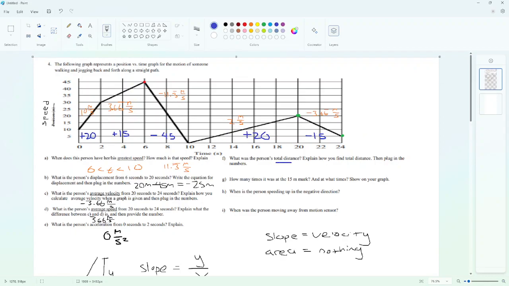But if we're dealing with total distance, we do not care about the signs. We're just adding the number values.